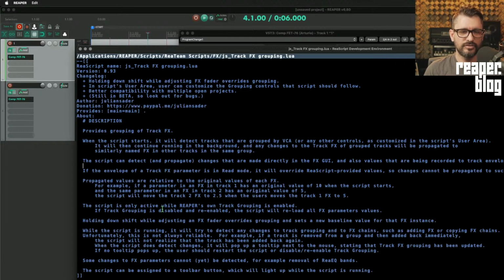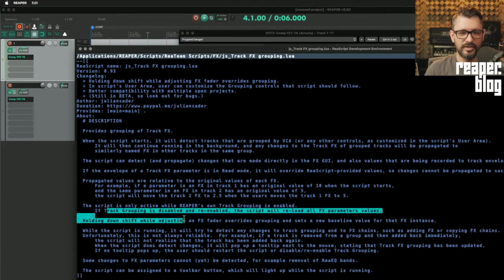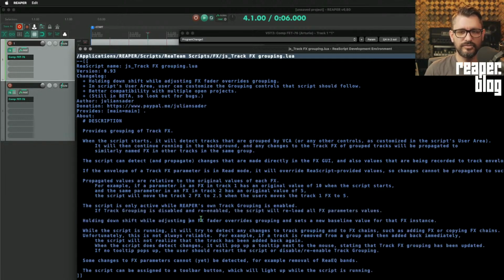The script is only active while Reaper's own track grouping is enabled. If track grouping is disabled or re-enabled, the script will reload all effects parameter values. Holding down Shift while adjusting an effect's fader overrides grouping and sets a new baseline value for that effect instance.